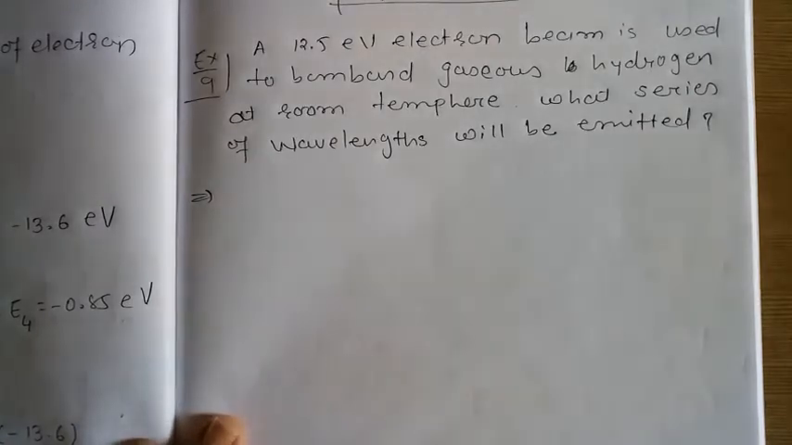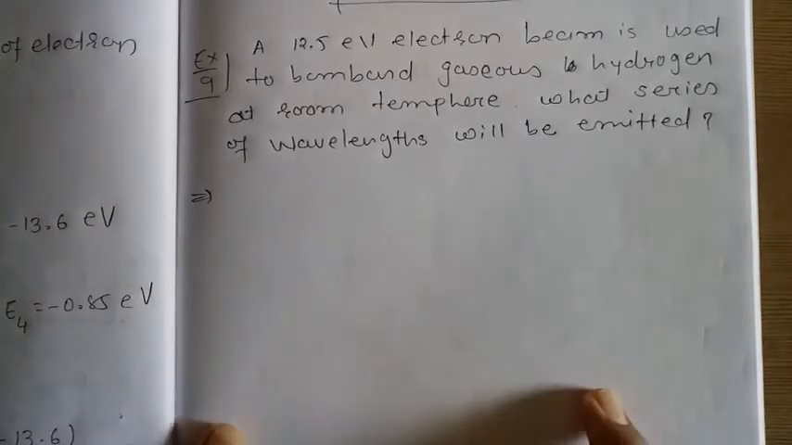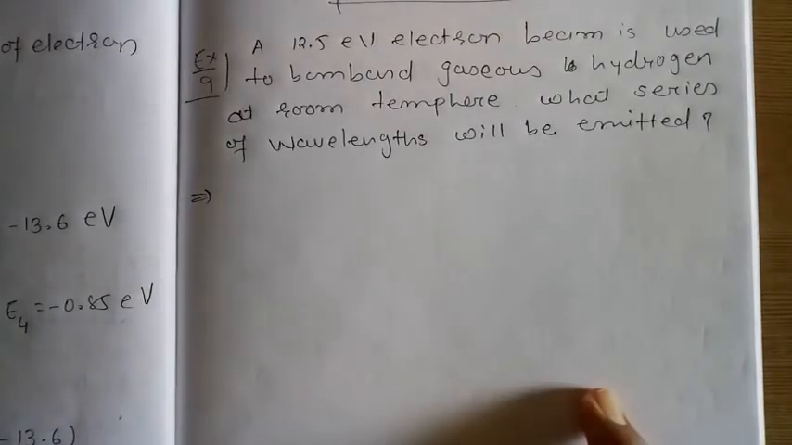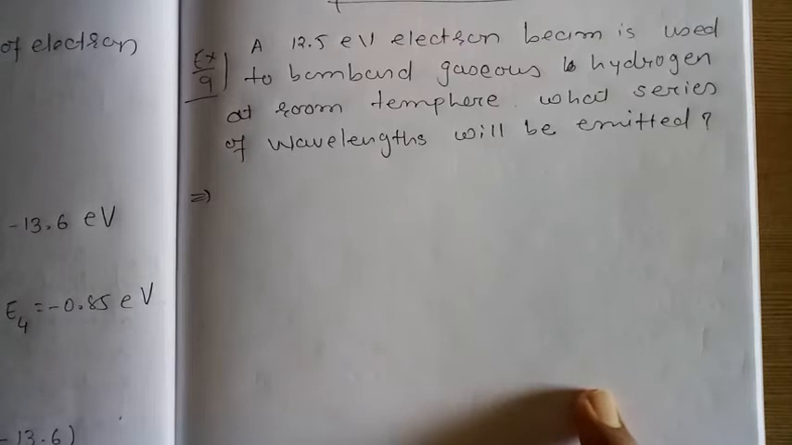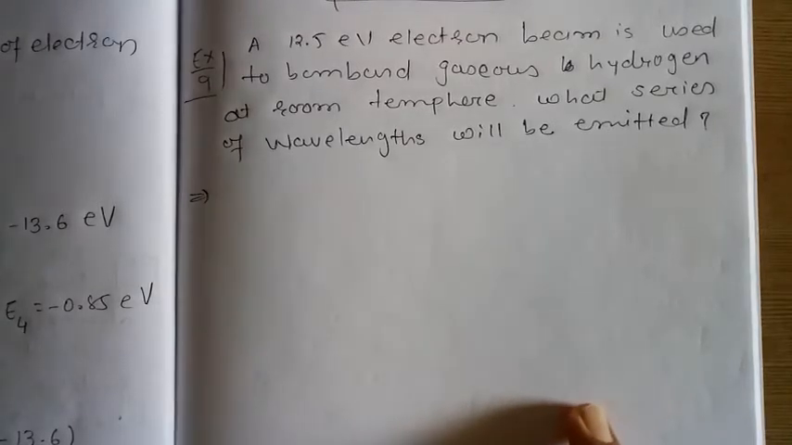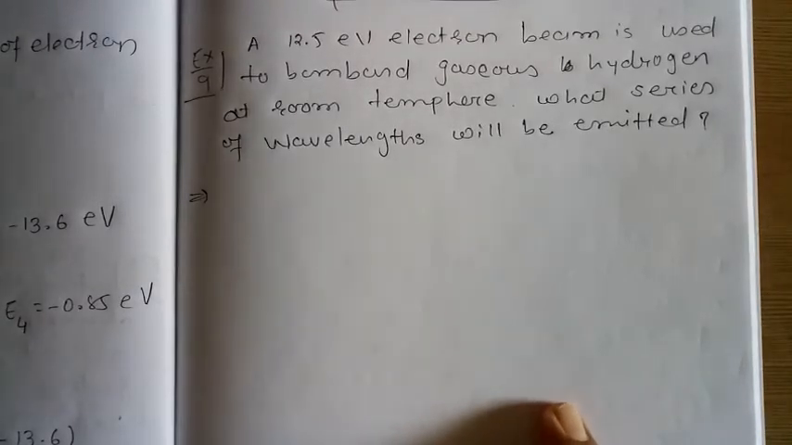Okay. Now example number 9. A 12.5 electron volt electron beam is used to bombard gaseous hydrogen at room temperature. What series of wavelengths will be emitted? Now here, a 12.5 electron volt electron beam is used to bombard the gaseous hydrogen at room temperature, right?